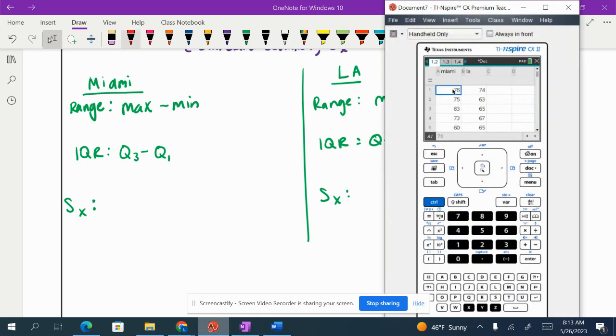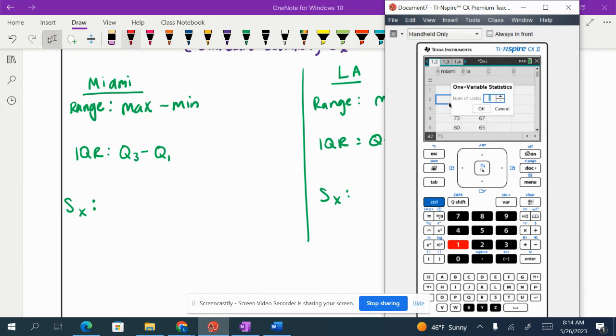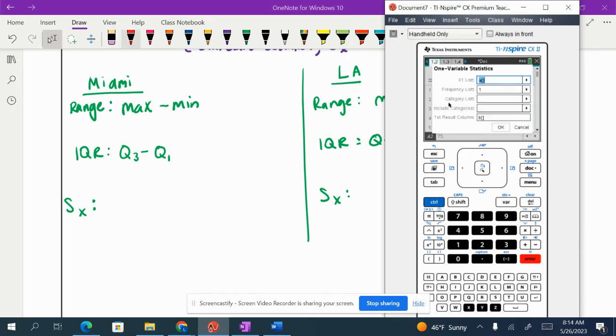Okay. So in our calculator, we're going to highlight the Miami column because that's what we're working in. We're going to go to menu, 4 statistics, 1 stat calculations, 1 variable statistics. We're only working with one list right now. In your X1 list, you're going to hit that arrow over here and highlight Miami because that's the city that we're currently looking at. And you want your first result to be in column D because you already have data in column B. And then you're going to want a little column C to give you some space so you can read. So, first result in column D.